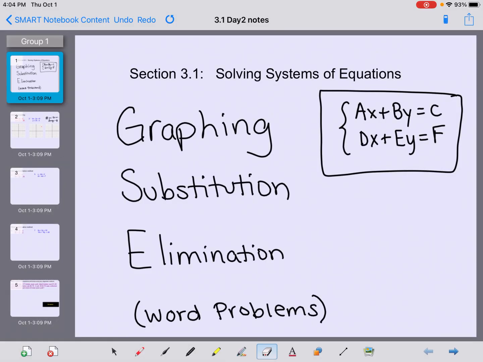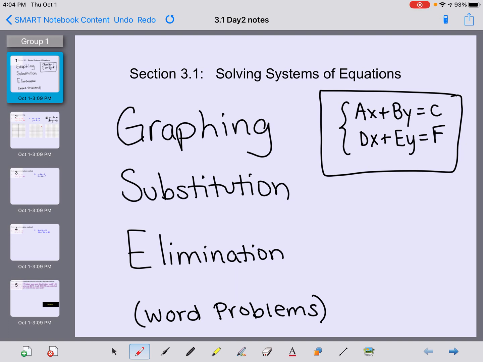All right, guys, so welcome to Chapter 3. Chapter 3 is all about solving systems of equations. This first section covers the graphing method, the substitution method, the elimination method. It also does a word problem. This should all be a review from Algebra 1.